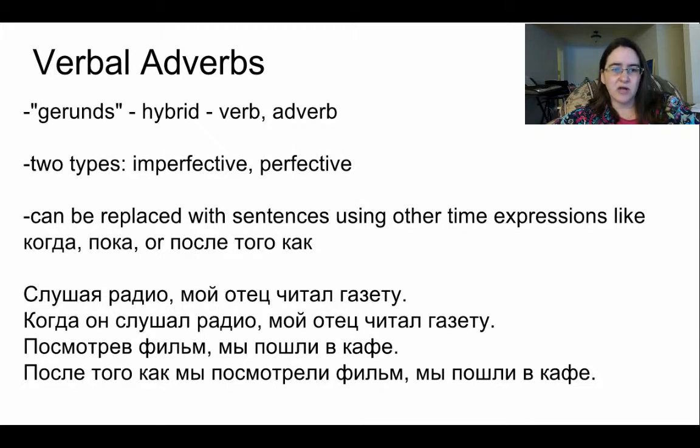Sometimes people call these gerunds, but they're a little bit different than gerunds in English. Basically, they're a hybrid of a verb and an adverb. They're made from a verb, but they're more like the form of an adverb, in that they don't have tense and they don't change their form. We have two types, imperfective, which you can imagine are made from imperfective verbs, and perfectives, which are made from perfective verbs. Almost all the time, maybe even all the time, you can replace these with other time expressions like когда, when, пока, while, or после того как, after.